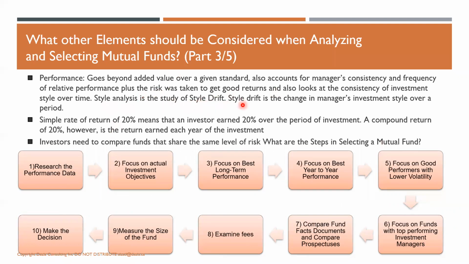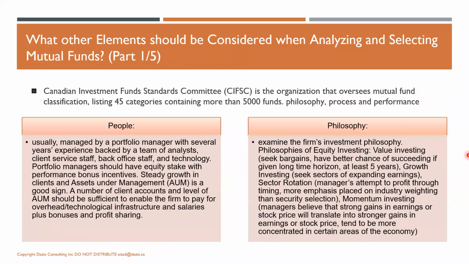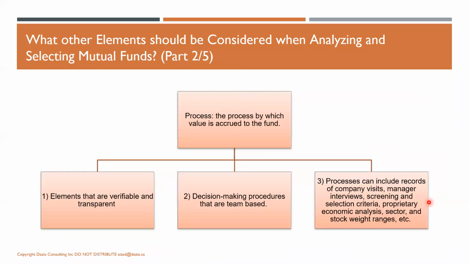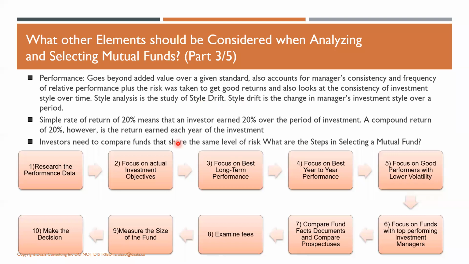Okay, style drift is where their investment manager's style may change over time. So if they are first doing value investing, and then they go to growth investing, and then they start doing sector rotation and then they go back to growth, that's style drifting. So are they consistent in their philosophy or do they keep changing their style? Okay, right. So that's something to look at. Clear?